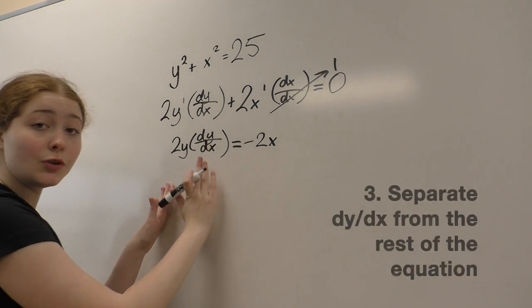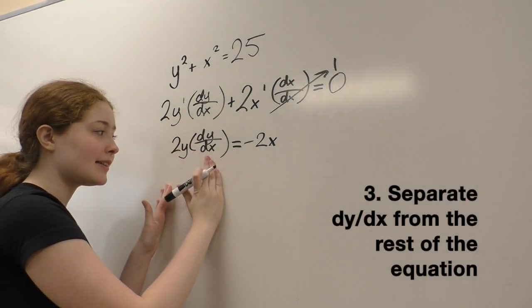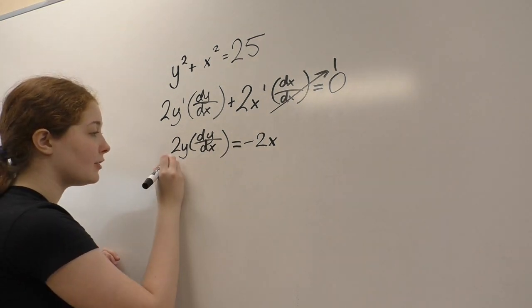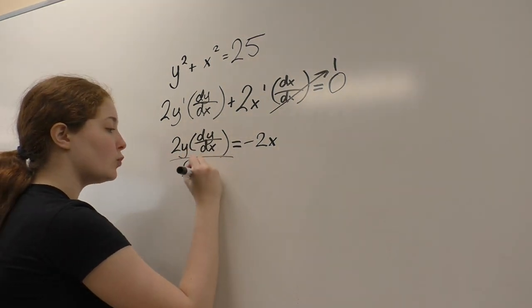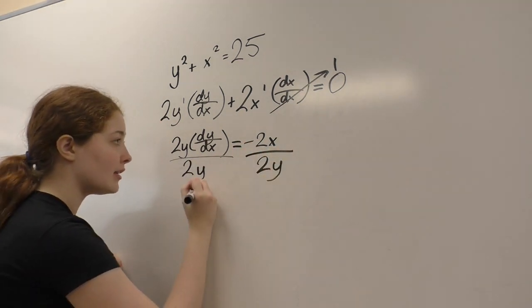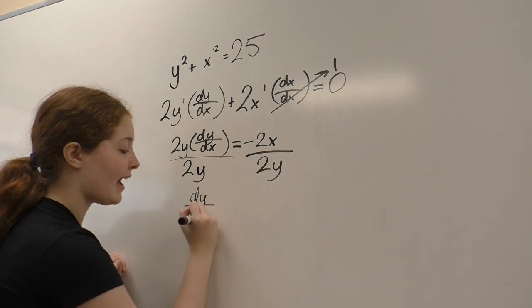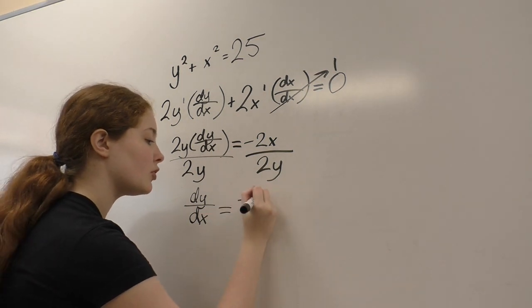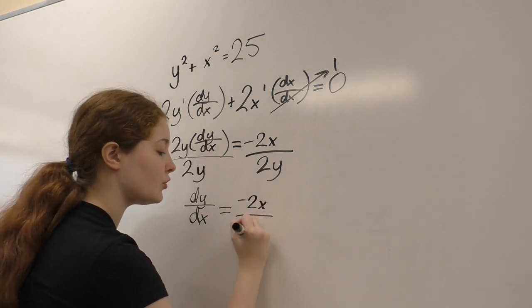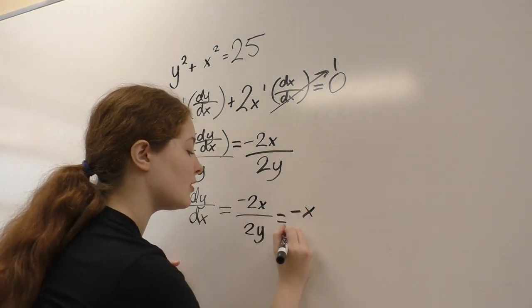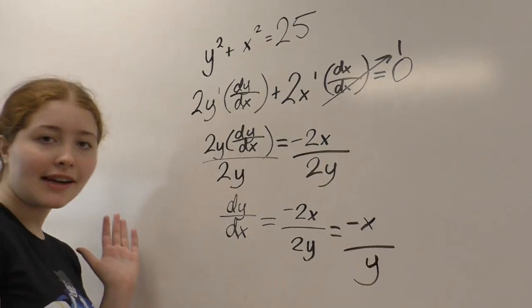So, now you have to separate the dy/dx from the 2y, because that's what you're solving for. So to do that, you have to divide this side by 2y, and then also divide this side by 2y. So then you'll have dy/dx, this is what you're solving for, equals negative 2x over 2y. Or in other words, negative x over y. Ta-da!